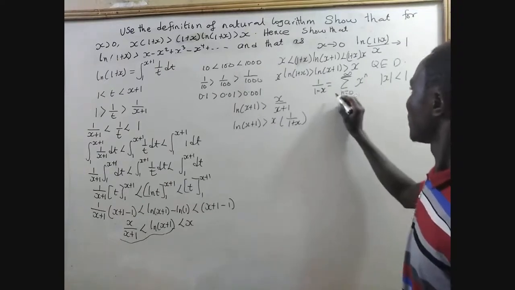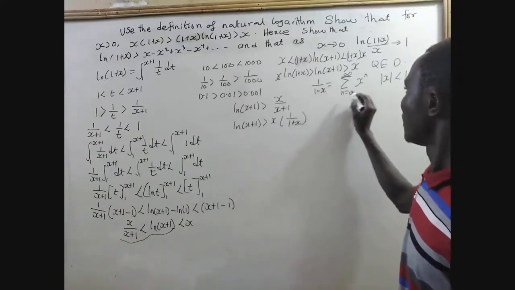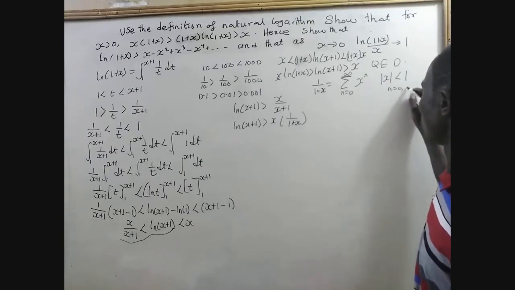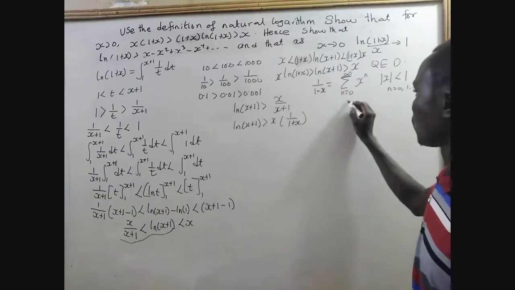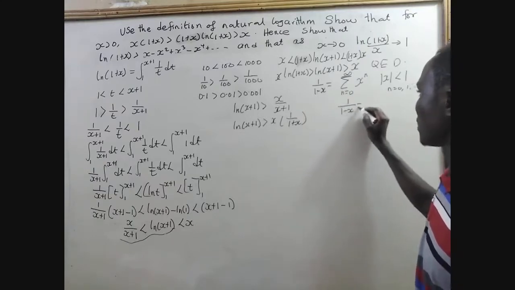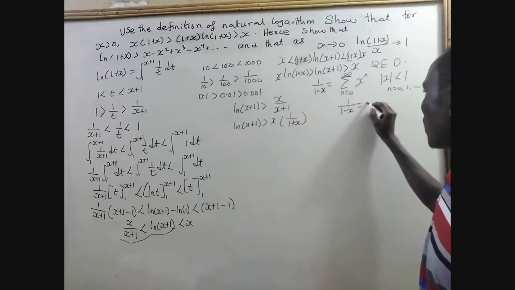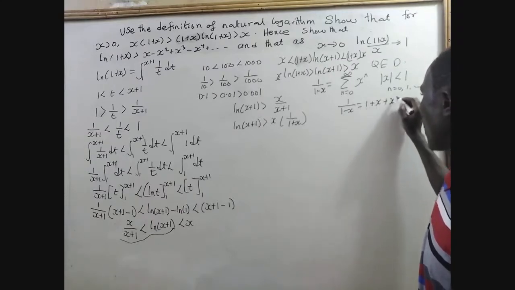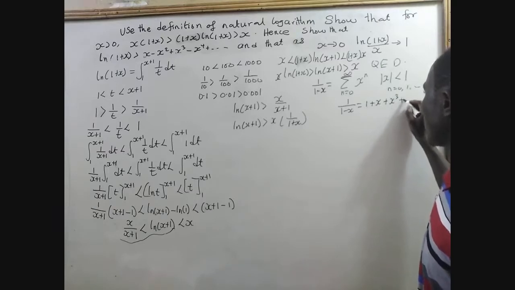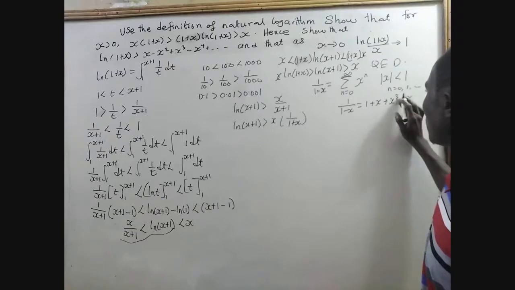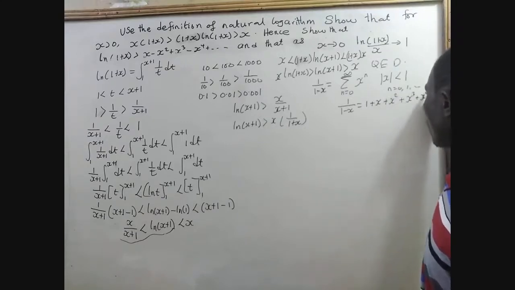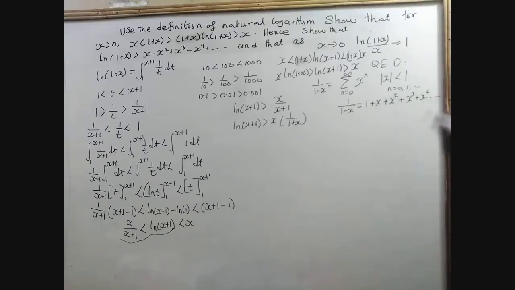So, for 1 on 1 minus x, if n is 0, I'll have 1. If n is 1, I'll have x. If n is 2, I'll have x squared. If n is 3, I'll have x to the power 3. And if n is 4, I'll have x to the power 4. And it will continue.